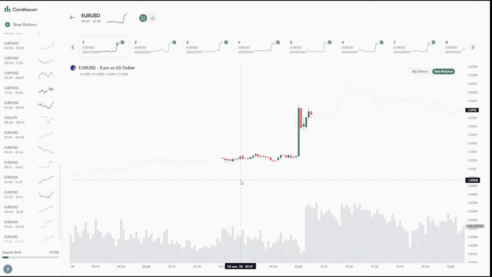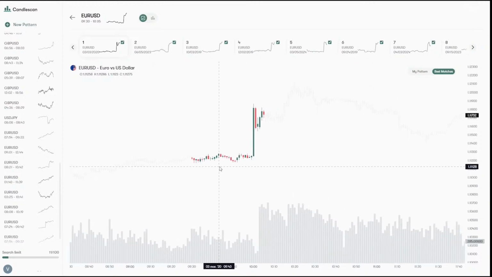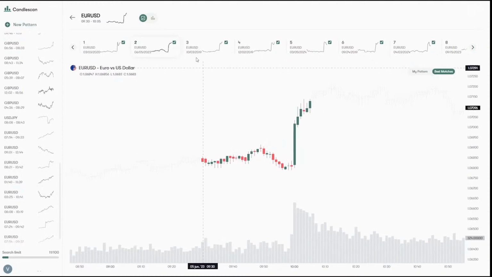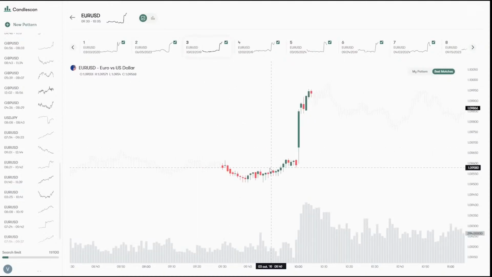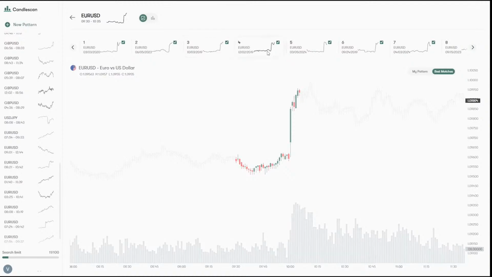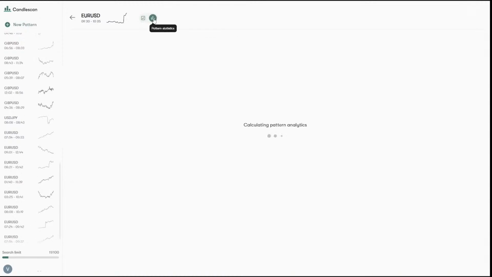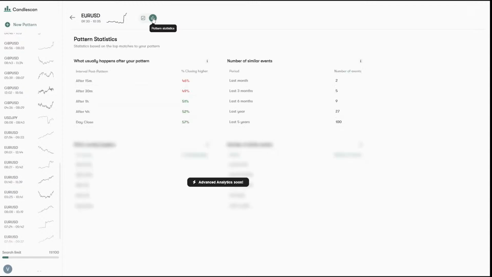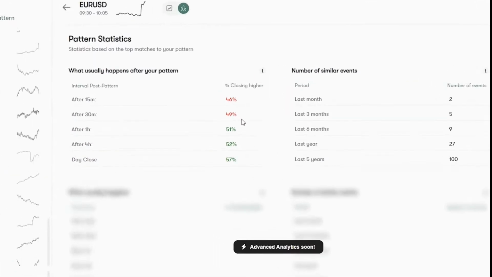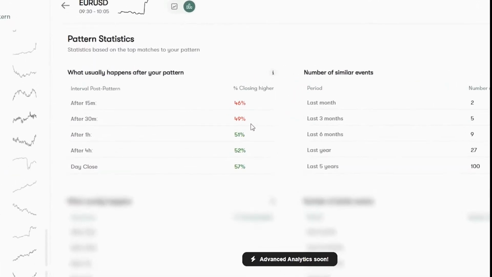And by looking at the top matches, you will see that it already happened multiple times in history. You can go one by one again to see how it usually reacts, but let's take a look at the overall stats without optimizing anything. From the matches I got, it looks like it is actually a bearish pattern in the short term with less than 50% of the results closing below the entry price after 15 minutes.